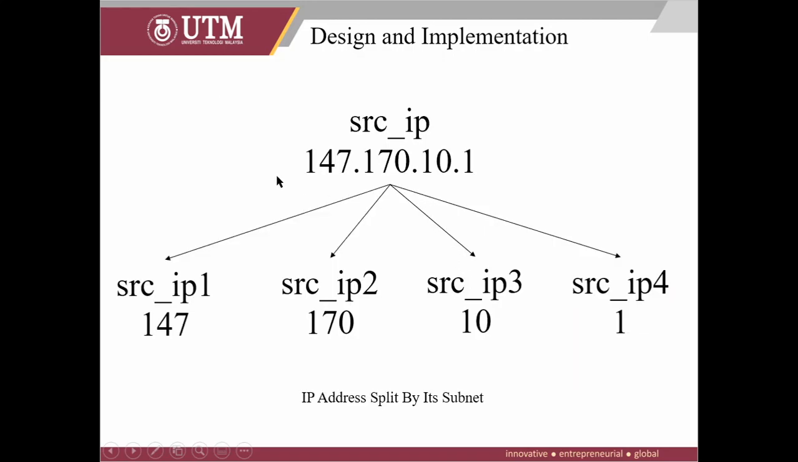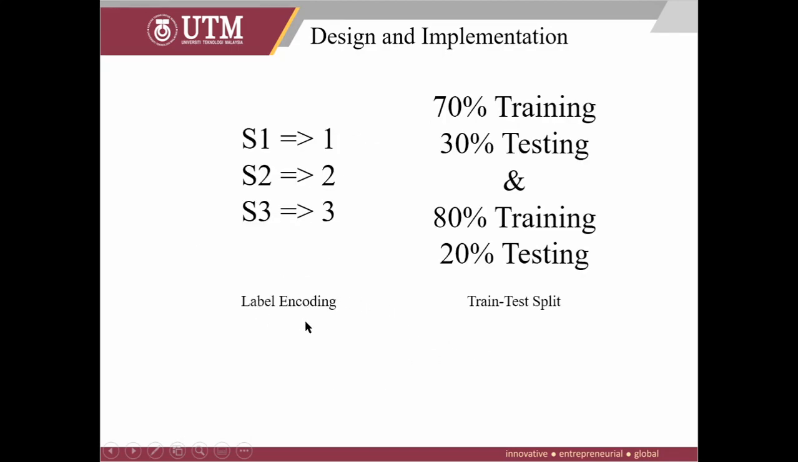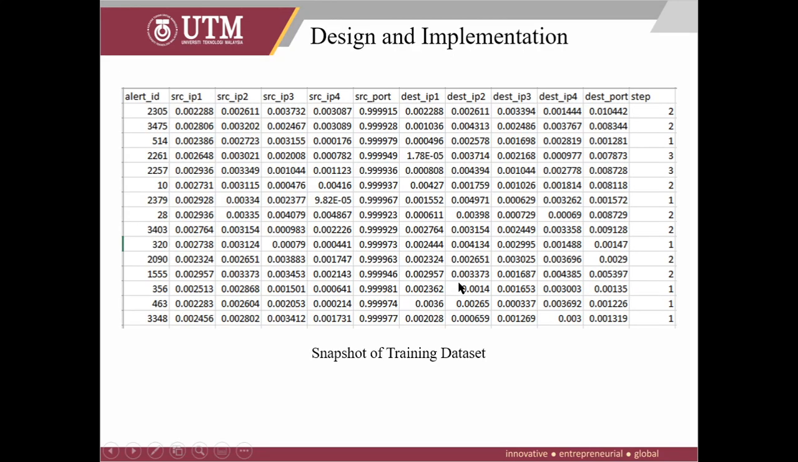And then we did some feature engineering on the source IP here by splitting the source IP by subnet. Label encoding, train test split, data normalization, and this is the result of our training data set: 10 inputs that are normalized, and also 1 output, the APT stages, that we are aiming to classify.